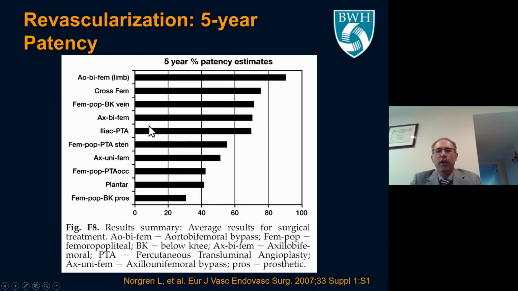All right, and here we can see 5-year patency. It's best if we do an aorto bifem. As we start to go distally, the patency rates aren't as great. The most proximal that we can land our graft, the better.